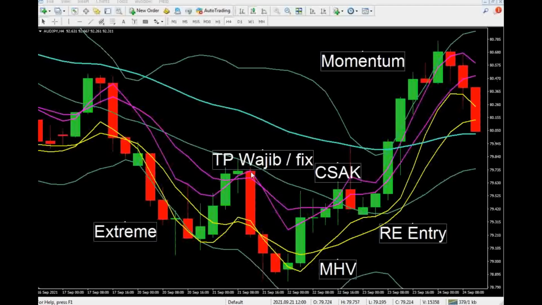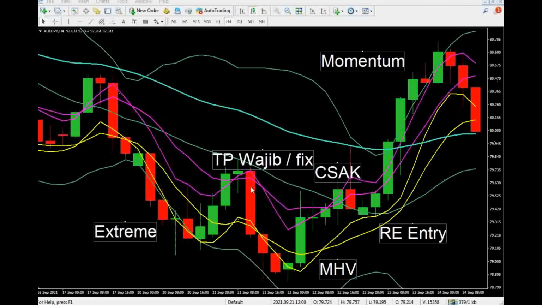and then the price makes the TP wajib structure. TP is take profit, wajib is not English, it is a Malaysian language that means fixed, so we can say it is TP fixed also.